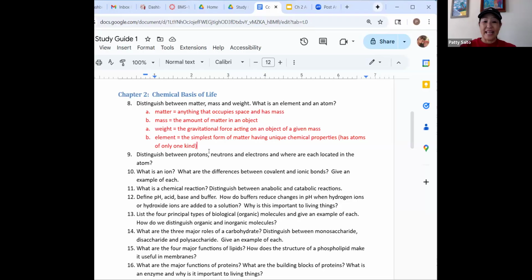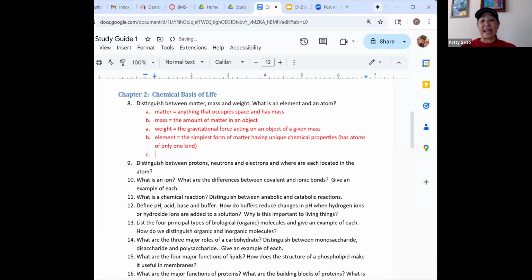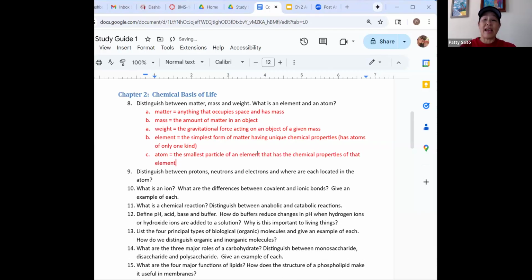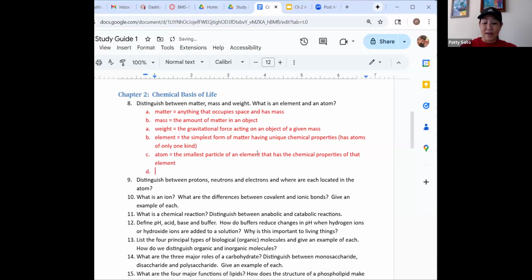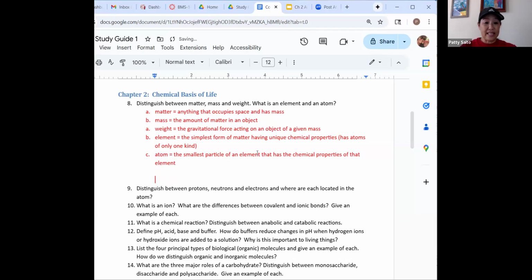All right. The last thing is an atom. So an atom is the smallest particle of an element. So as I mentioned, an element can have more than one atom, but all the atoms are the same. Okay. So let's take a look. Give you an example. Diagram.